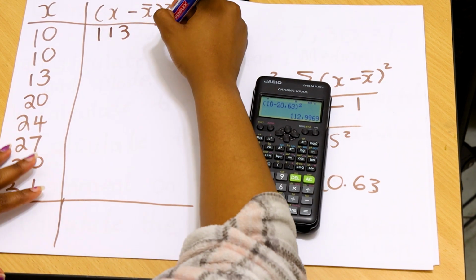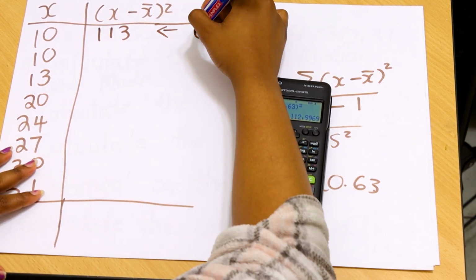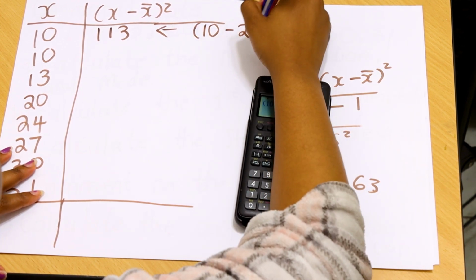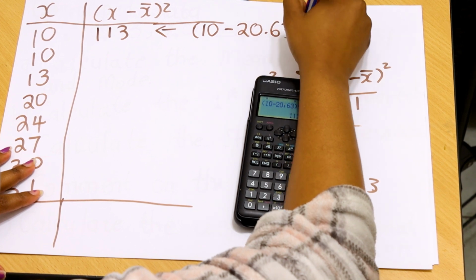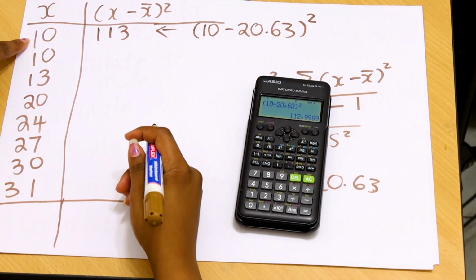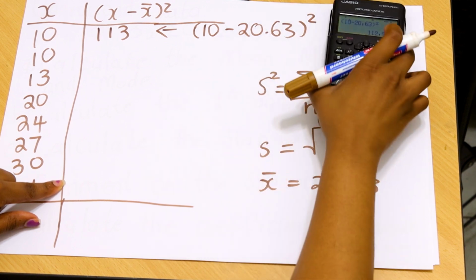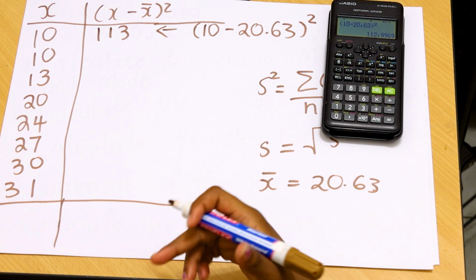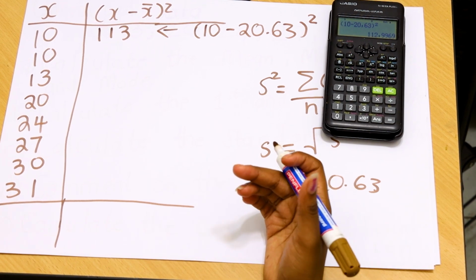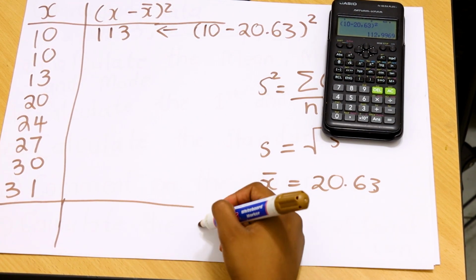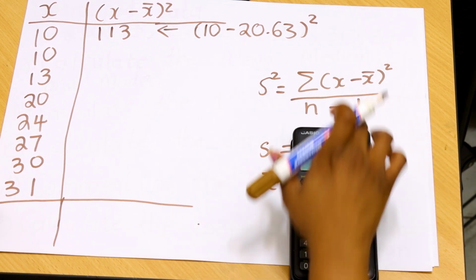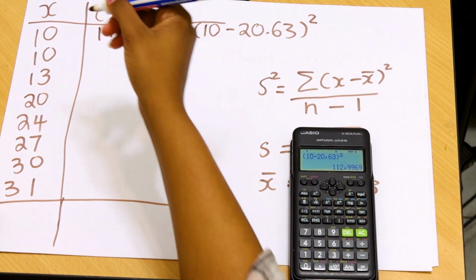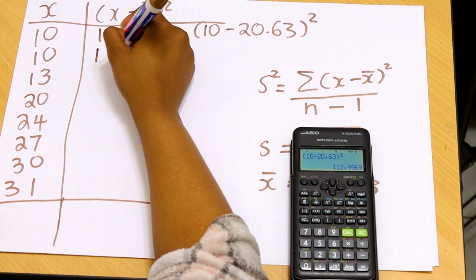So for those of you who did not get how we found this value, it's 10 minus 20.63 all squared. So it's the x value minus the mean value of 20.63. You put that in bracket and you square it. So you have to do that for all of the values. After that, you sum them up, and that would give you the sum of x minus the mean all squared. Again here it would be 113.